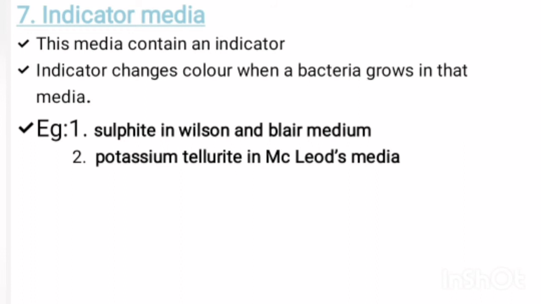Another example for the indicator media is potassium tellurite in McLeod's media. Potassium tellurite is reduced to metallic tellurium by the growth of Corynebacterium diphtheriae. By the reduction process, the Corynebacterium diphtheriae bacilli produce black colonies.